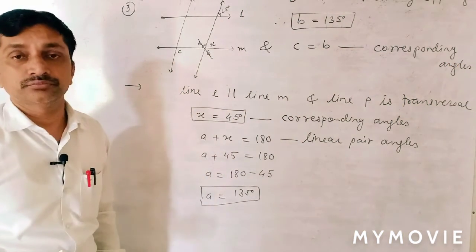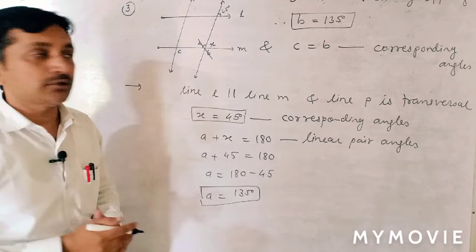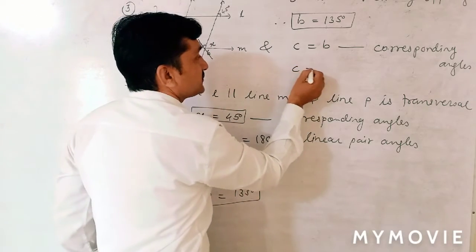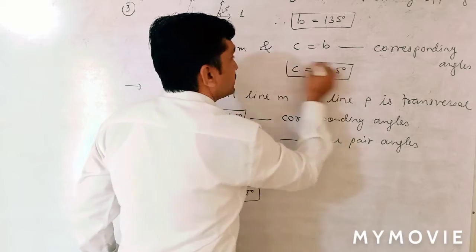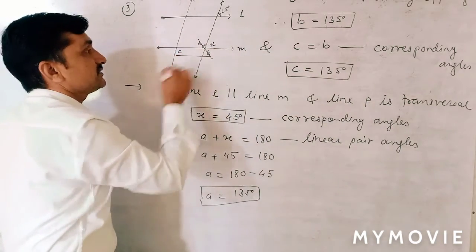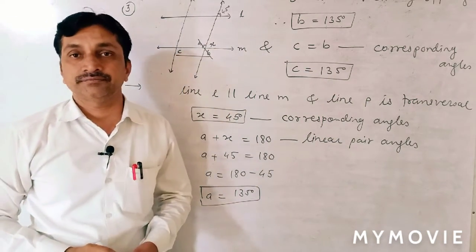Relations we should know. Without the relation, we cannot write the answer. Therefore, C is equal to B, which is 135. In this way, we get A, B, C, all three measures.